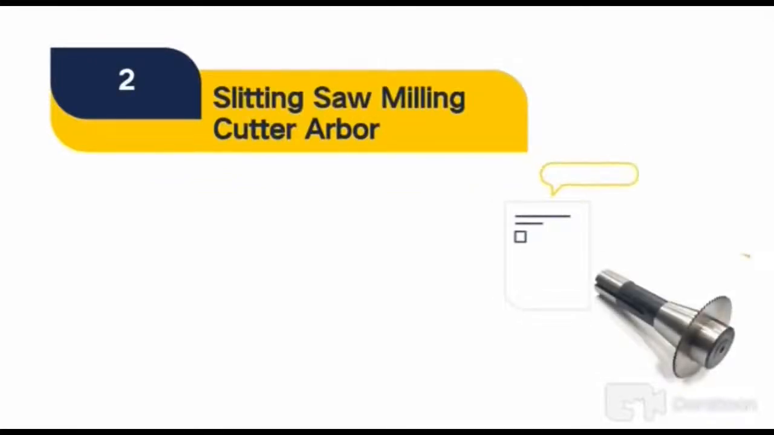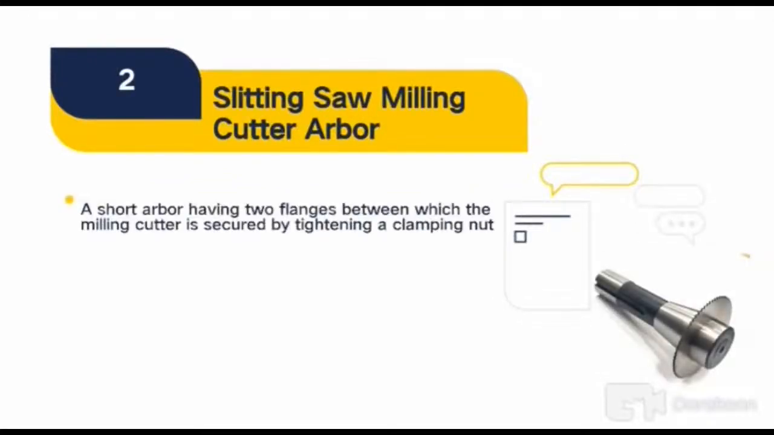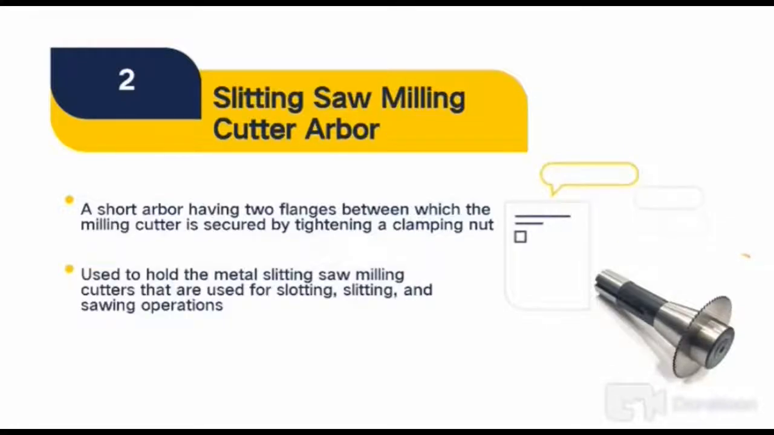Slitting saw milling cutter arbor. It is a short arbor having two flanges between which the milling cutter is secured by tightening a clamping nut. It is used to hold the metal slitting saw milling cutters that are used for slotting, slitting, and sawing operations.